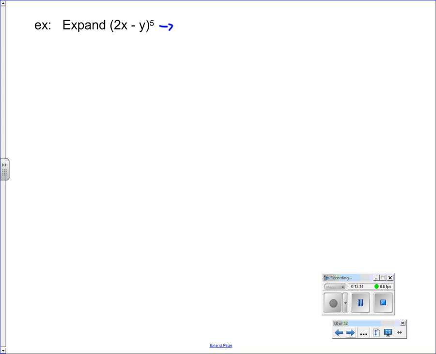So one thing to note here is the form that these binomial expressions have to be in. They're always written as a plus b to the n. So we have to rewrite this as 2x plus negative y to the fifth. So our a term is 2x and our b term is a negative y.